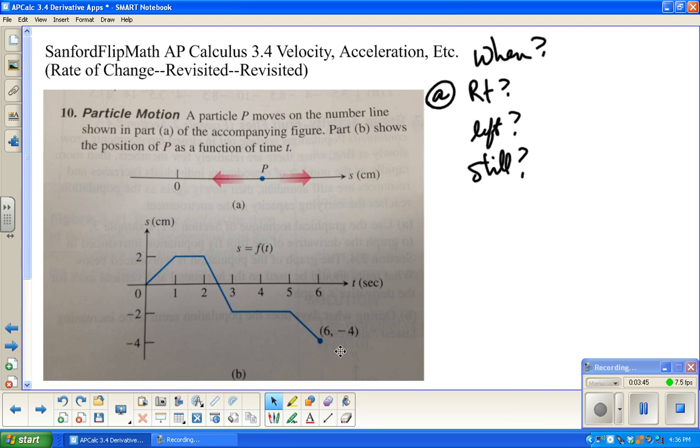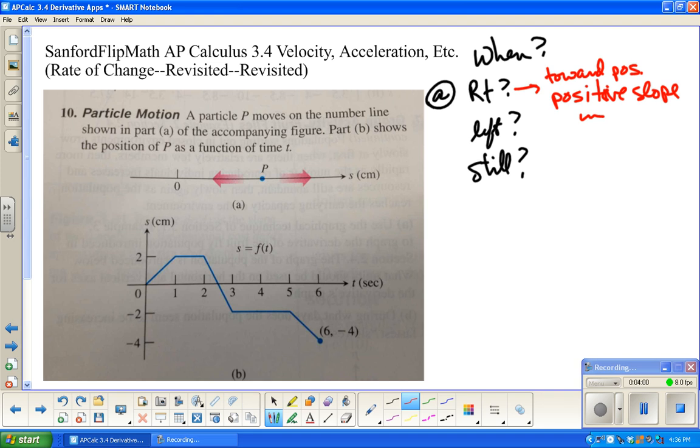Well, if it's moving to the right, it's got to be moving toward positive numbers, which means it needs to have a positive slope. In other words, increasing. So where is this graph increasing? Well, it's really only moving to the right here. If the slope is positive, that's when it's moving to the right. So when is it moving to the right? Well, over that first second, from time equals 0 until time equals 1, it's moving to the right.